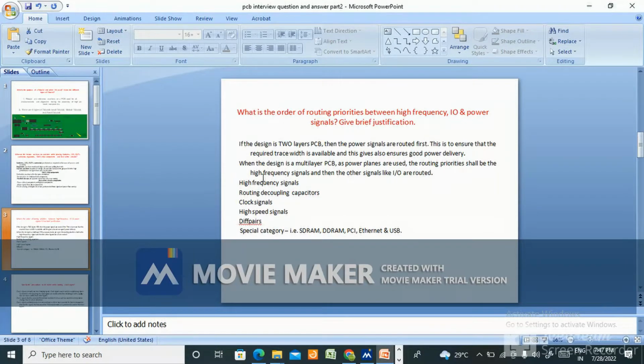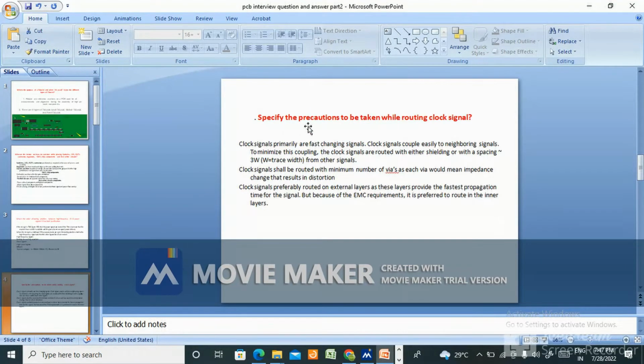Okay, so like this you need to answer. So next is, specify the precautions to be taken while routing clock signals. So these all are routing based questions. Clock signals primarily are fast changing signals. Clock signals couple easily to neighboring signals.